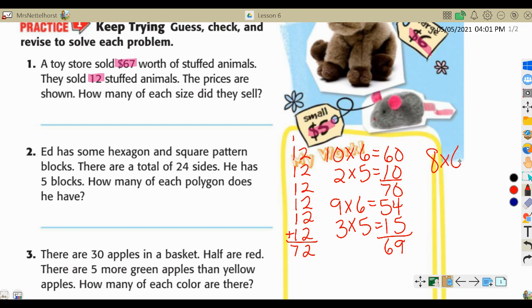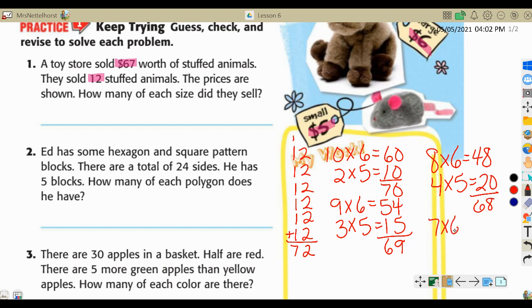8 times 6 equals 48. We're not going to have enough room in our box if this keeps up. So I'll look at them. We'll cut some of them out maybe. Okay, 8 times 6 is 48. So I need 4 times 5, which is 20, which is 68. Still too much.